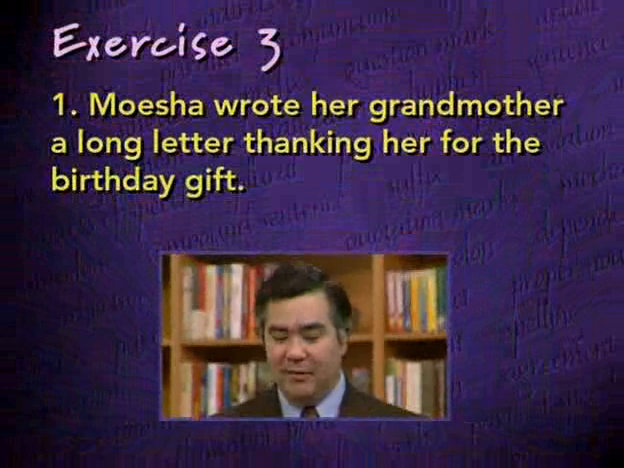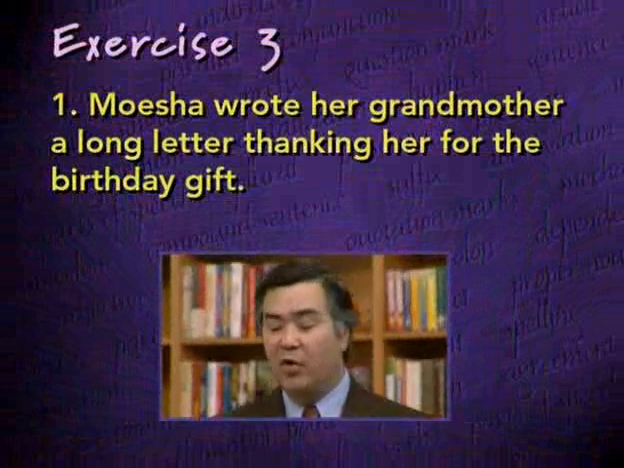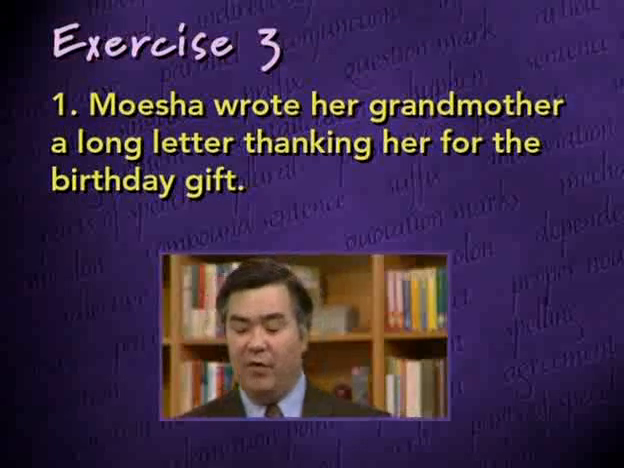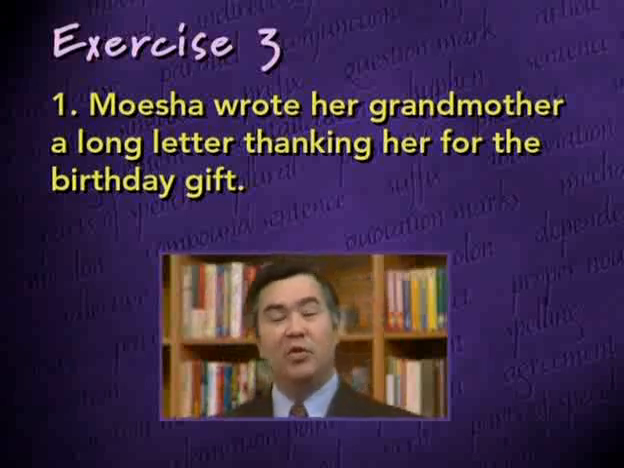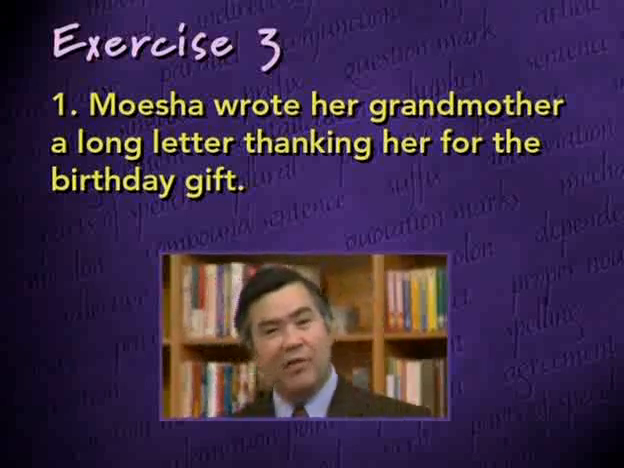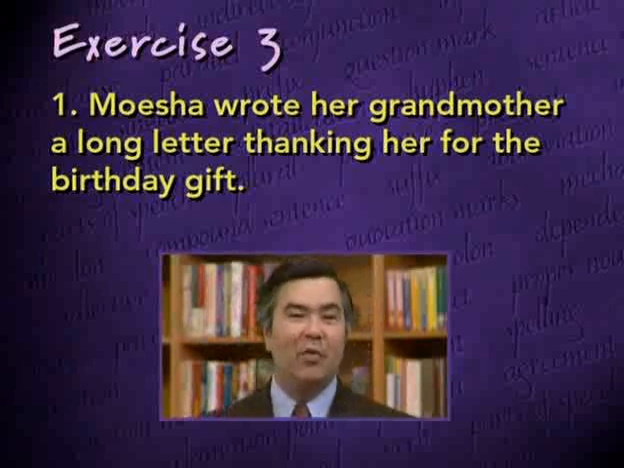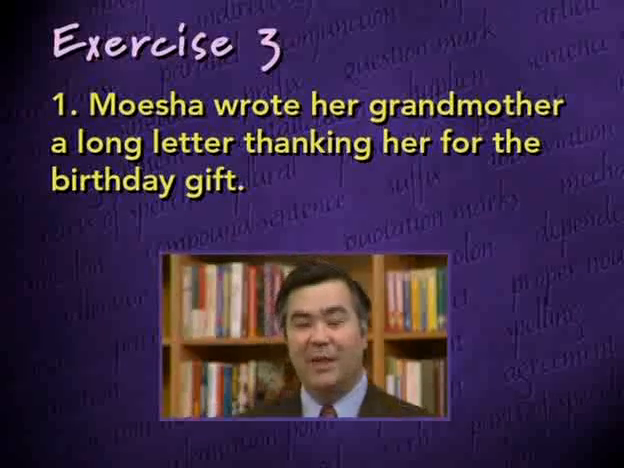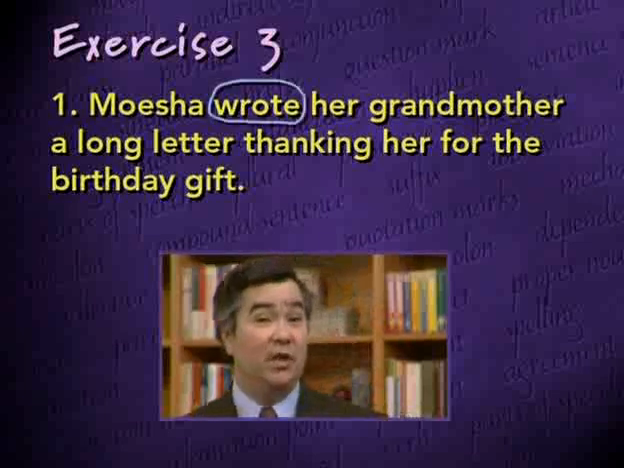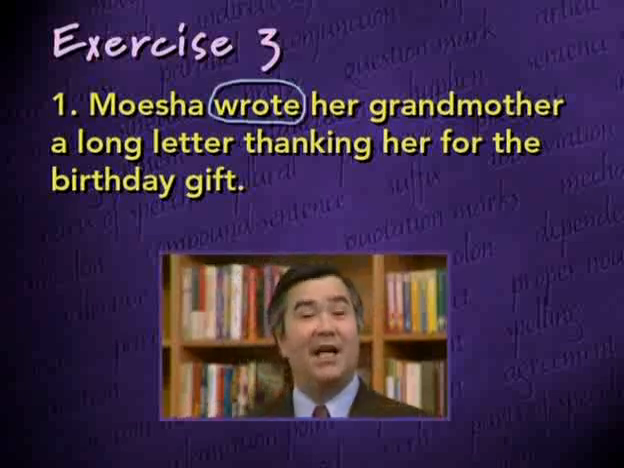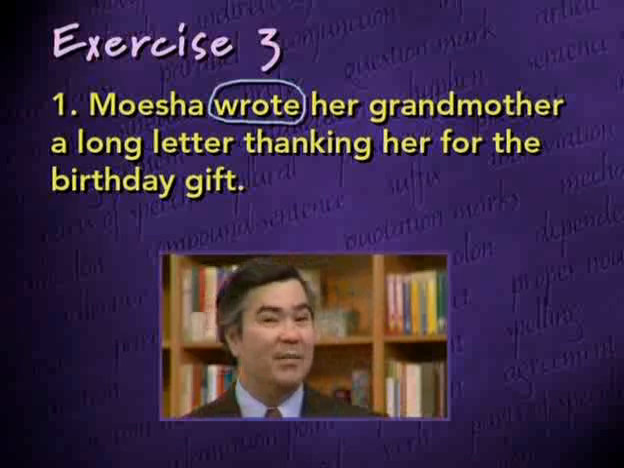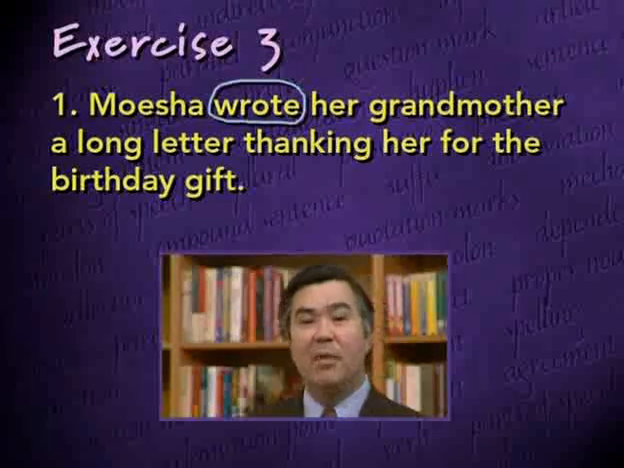In this exercise, we gave you several sentences and asked you to decide for each one whether or not an indirect object appears. Let's take a look at them one by one. First, Moesha wrote her grandmother a long letter thanking her for the birthday gift. It's usually a good way to start to look for the verb in a sentence like this and then work from the verb outward. What's the verb in this sentence? The answer is wrote. Wrote is the word that contains the action of the sentence. And who or what is the subject? Who did the writing? The answer, Moesha.